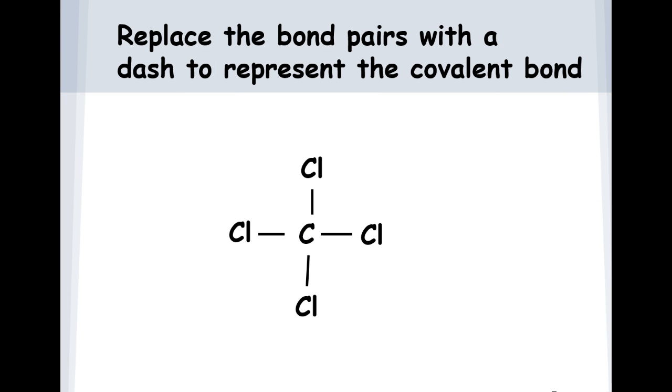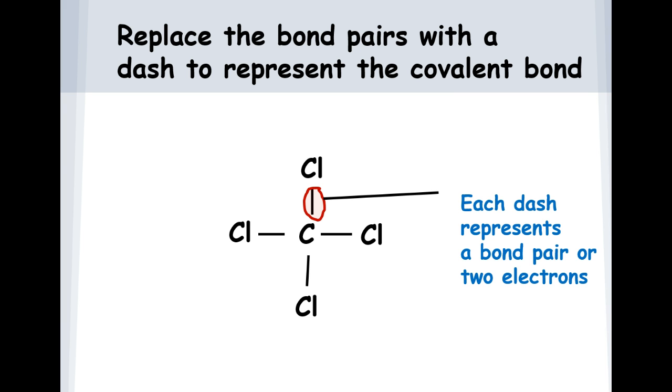The next thing that we're going to do is replace the bond pair electrons with a dash to represent the covalent bond. So every dash that we have here represents a pair of electrons, or 2 electrons, for that bond pair. This is what we call the structural formula. So the Lewis structure is all with the dots. The structural formula is where we replace the bond pair with the dash.